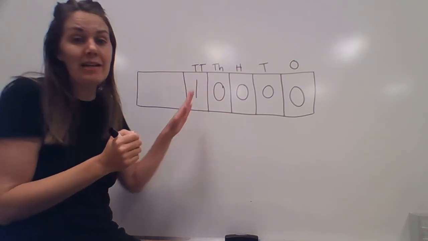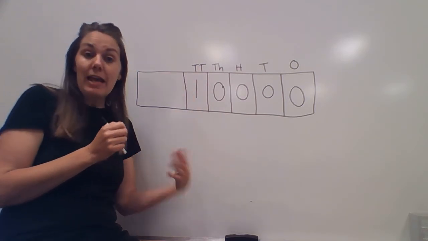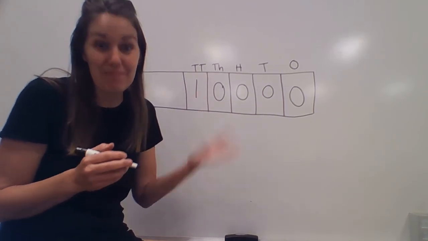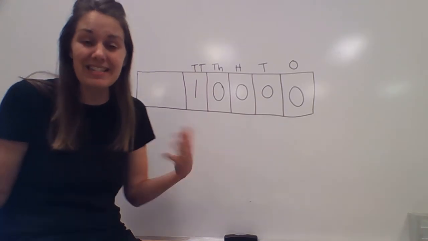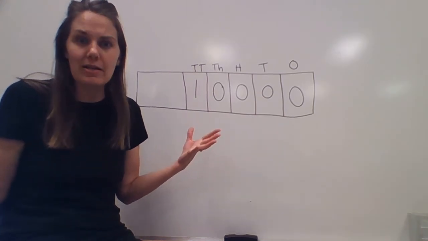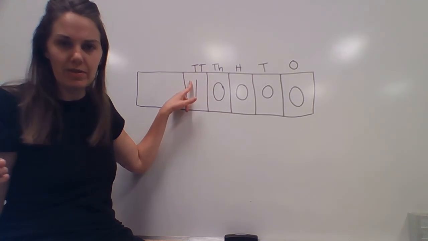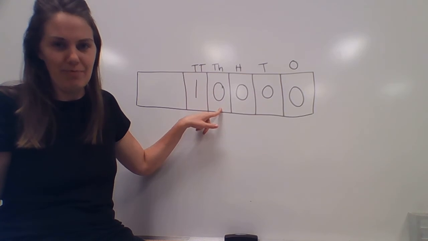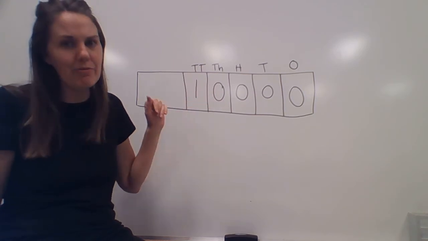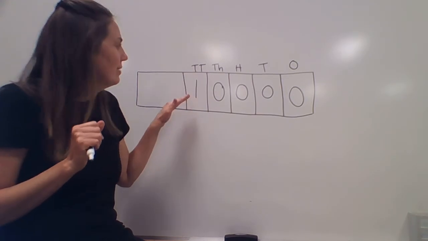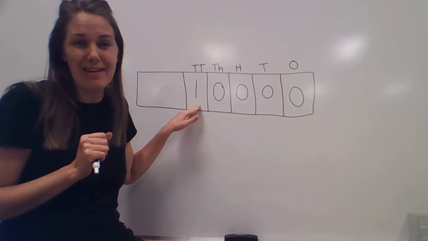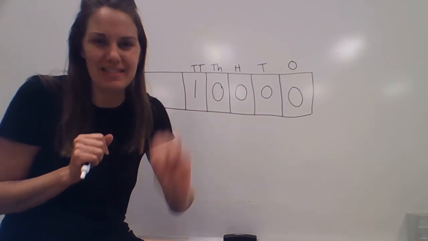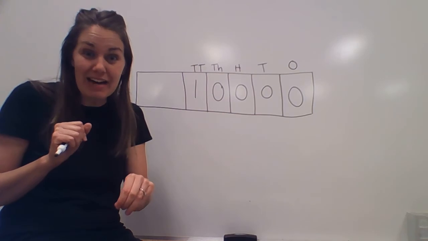So I have 10,000. Then I could count 11,000, 12,000, 13,000, 14,000, 15,000, 16,000, 17,000, 18,000, 19,000, 20,000. Oh wait, that's counting by 1,000s. Let me go back. If I were truly counting by 10,000s, I would say 10,000, 20,000, 30,000, 40,000, 50,000, 60,000, 70,000, 80,000, 90,000.